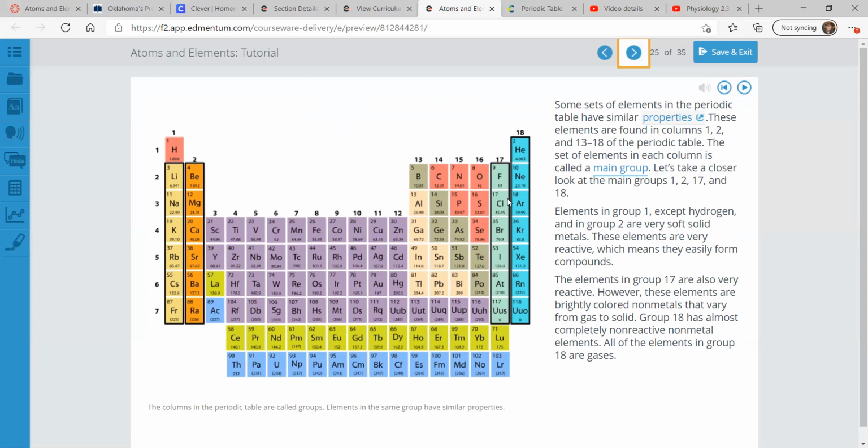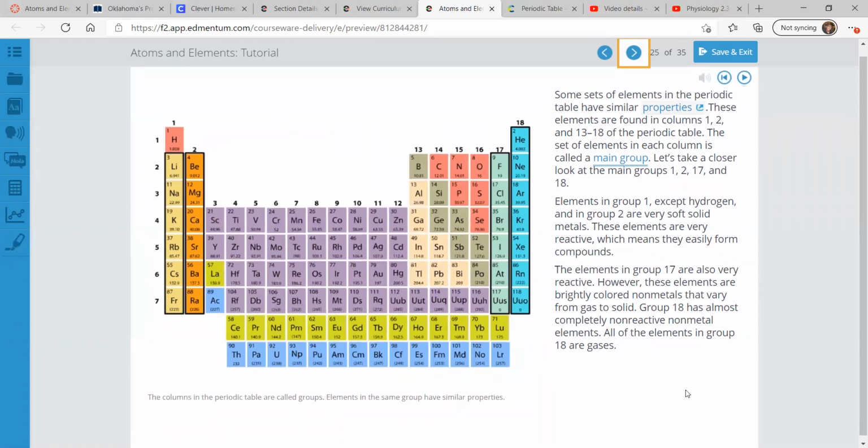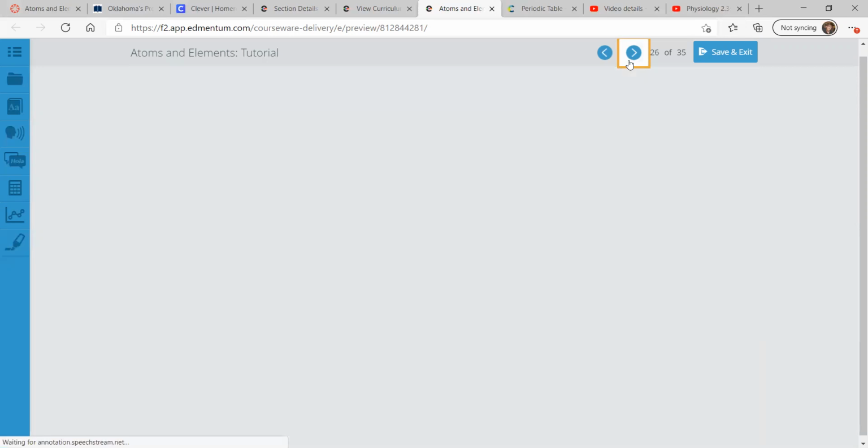And then the elements in group 17 are also very reactive. So on the other side of the table, they're very reactive. However, these elements are brightly colored nonmetals that vary from gas to solid. So these guys want to react. These guys want to react. However, group 18 has almost completely non-reactive, non-metal elements. All of these are gases. They're very set in their ways. They don't need to react because they have the full shell of electrons. And so we'll talk about that.